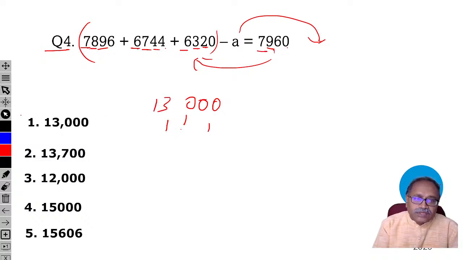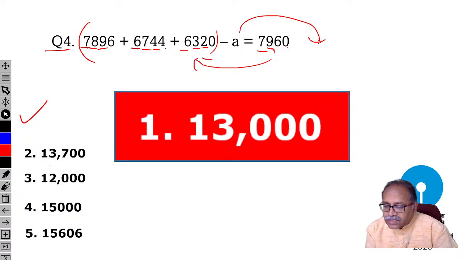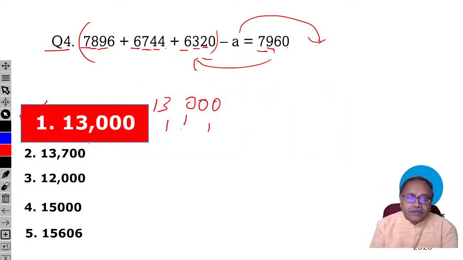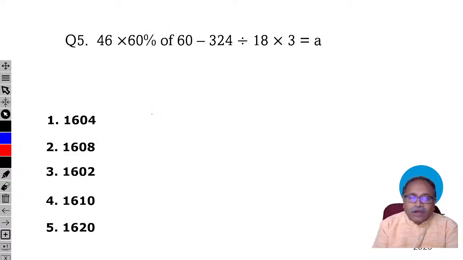So which answer is it? Option choice 1 should be my answer. So that's great. Let's move on to the next question. I'm sure it will give a lot of marks to you.